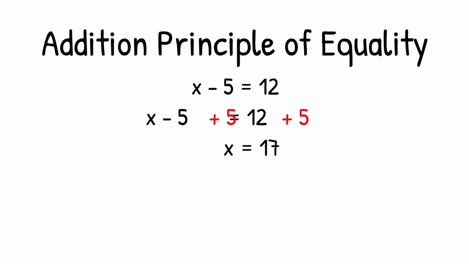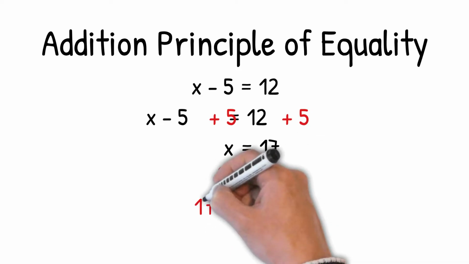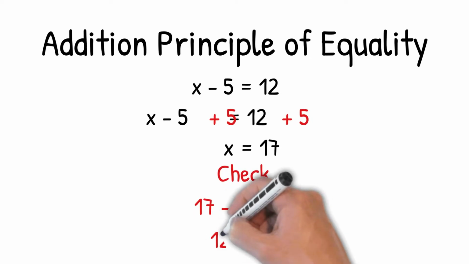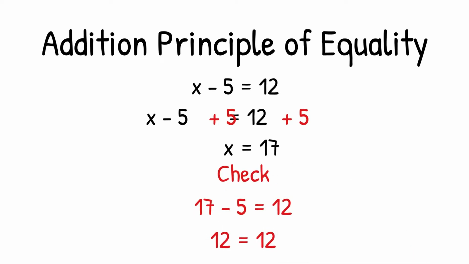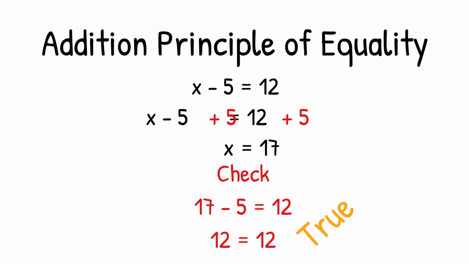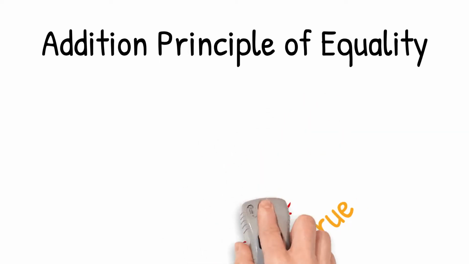Let's check our answer now by putting 17 in place of x. 17 minus 5 is equal to 12, and 17 minus 5 is 12. 12 equals 12. It's true. Therefore, x equals 17 is a solution that makes this equation true.